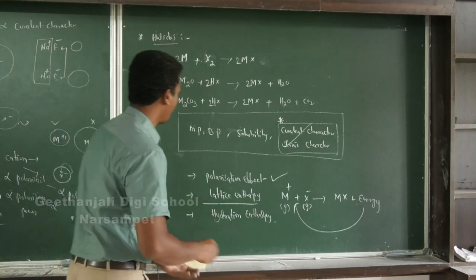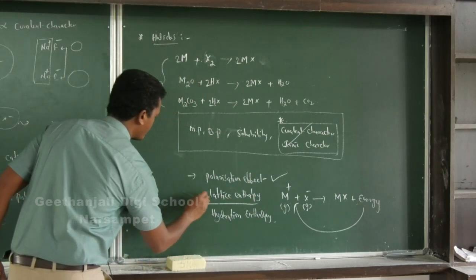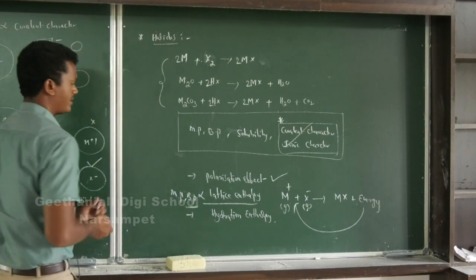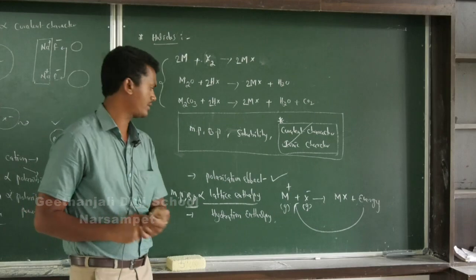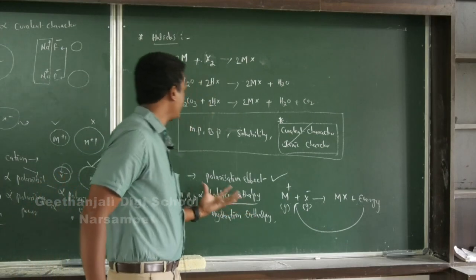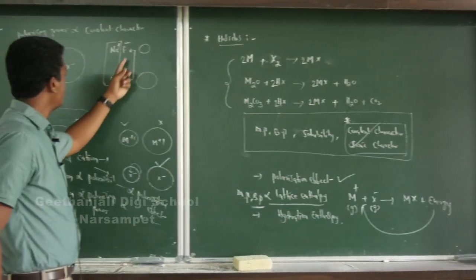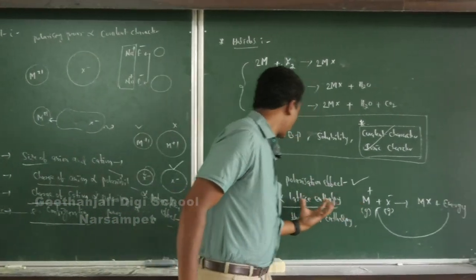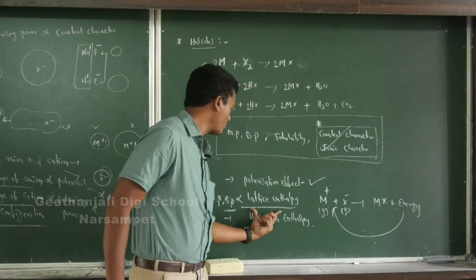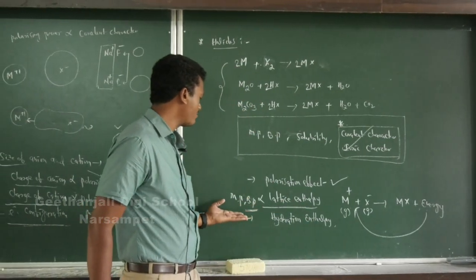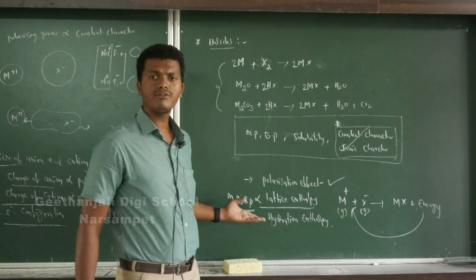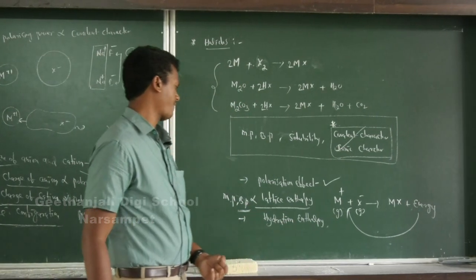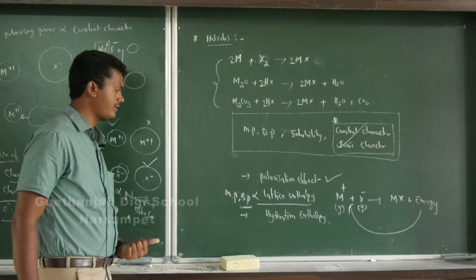The higher the lattice enthalpy, the higher the melting point and boiling point will be. So, melting point and boiling point are decided by lattice enthalpy. This lattice enthalpy is decided by the sizes of the cations and anions. If the lattice enthalpy is higher, the melting point and boiling point of the respective halide will be higher. Next, hydration enthalpy. What is hydration enthalpy?